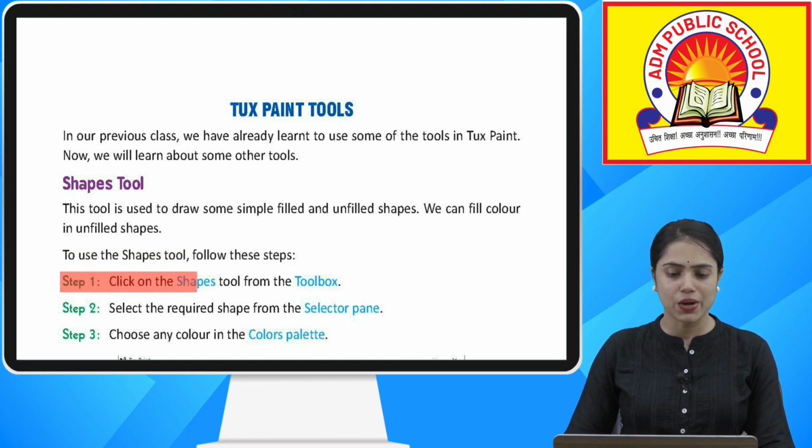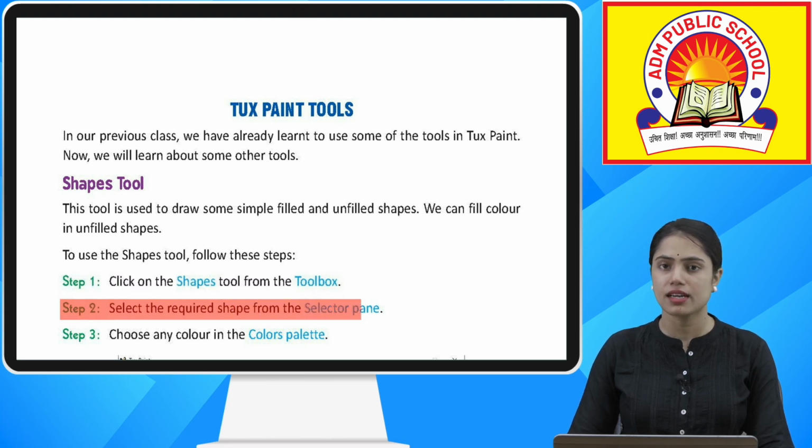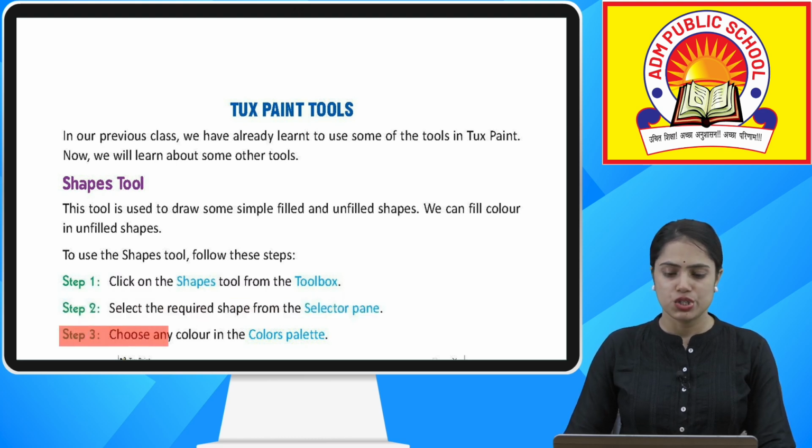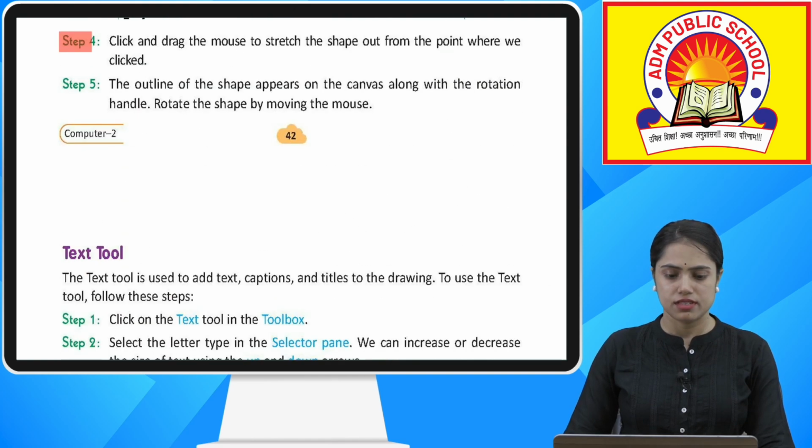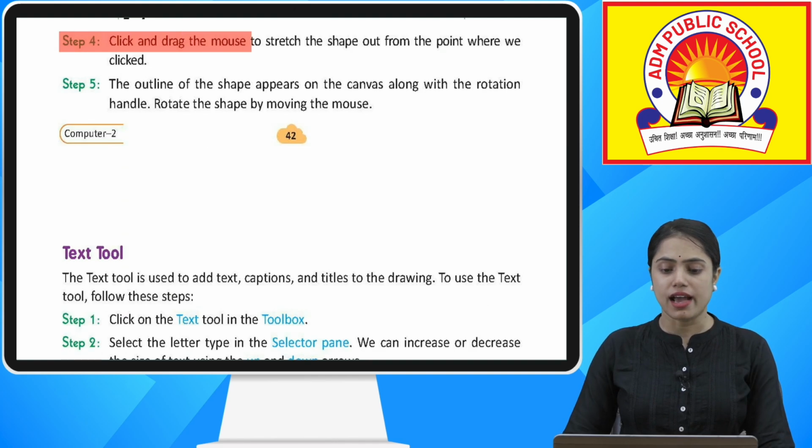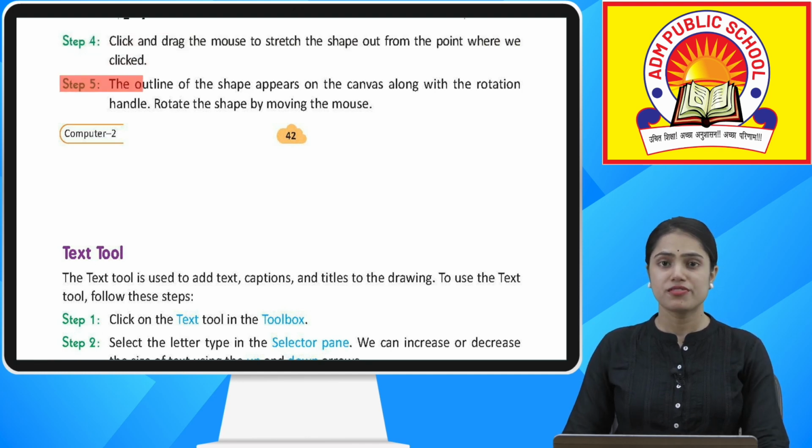Step 1. Click on the Shapes tool from the toolbar. Step 2. Select the required shape from the selector pane. Step 3. Choose any color in the colors palette. Step 4. Click and drag the mouse to stretch the shape out from the point where we clicked. Step 5. The outline of the shape appears on the canvas along with the rotation handle. Rotate the shape by moving the mouse.